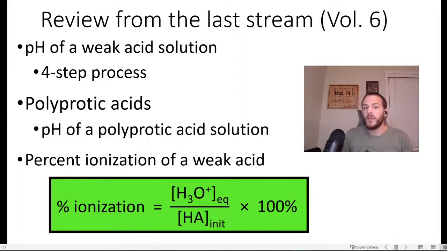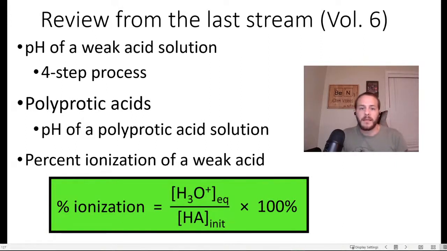We also did a couple of examples with the same weak acid at 2 different concentrations and calculated percent ionization, and we saw that as the initial concentration of the weak acid increases, the percent ionization actually decreases. All of that information was covered in Volume 6.